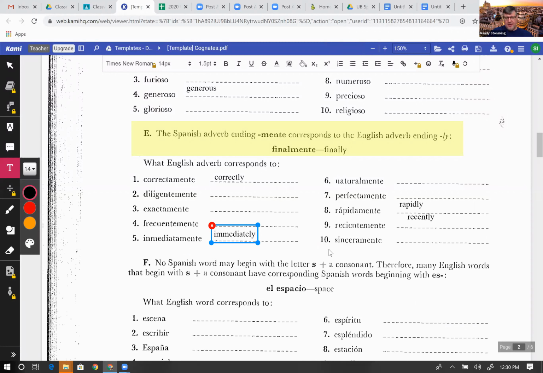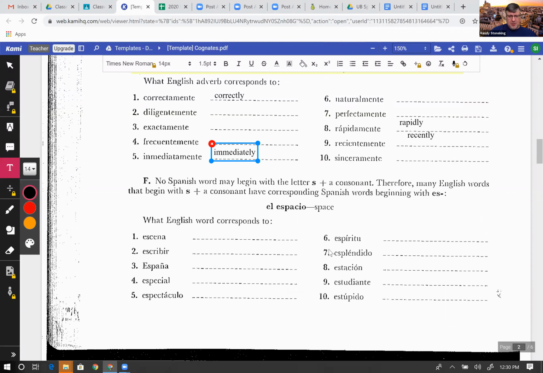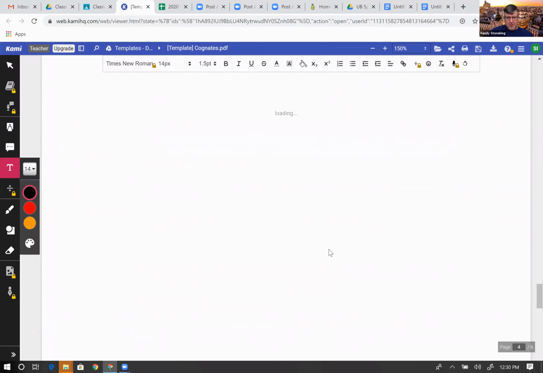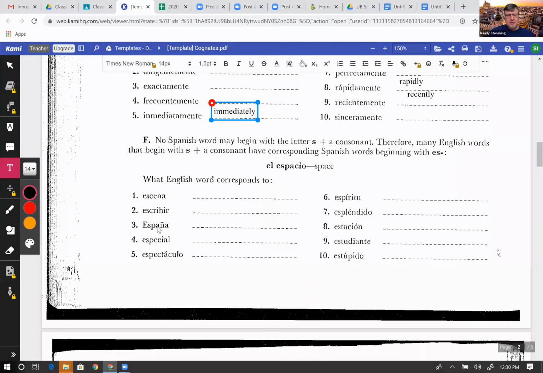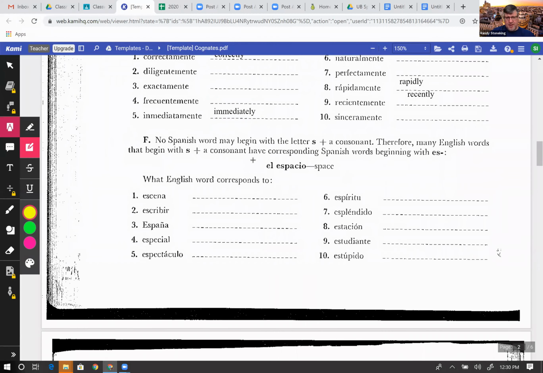Okay, let's drop down here. Let's look at this last little piece. Guys, there's a bunch. There's like 6 pages here. We're only doing the first 2 pages. So let's look at this last pattern. Now this one is a little different. It's still pretty easy to figure out though. So it says no Spanish word may begin with a letter S plus a consonant.